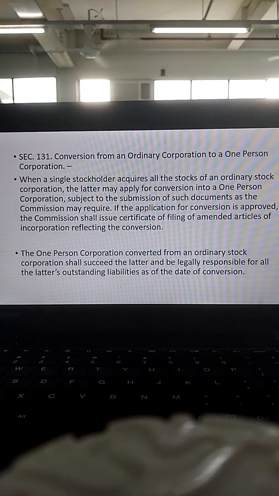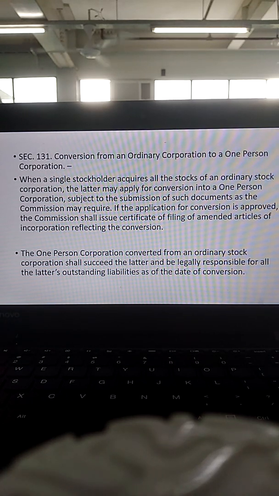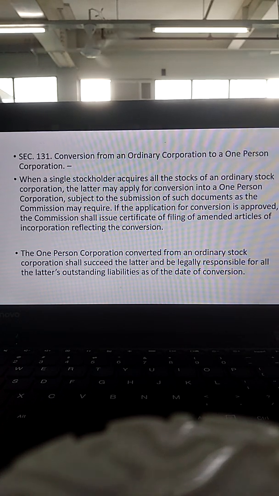Right? The conversion, pwedeng i-convert, okay? When a single stockholder acquires all stocks of an ordinary stock corporation, the latter may apply for one. Okay, pwede. In this case, what is clear here is that an ordinary corporation is allowed by law in accordance with Section 131 to an OPC. Now, the OPC converted from ordinary stock shall succeed the latter and be legally responsible for all the latter's outstanding liabilities as of the date of conversion. Of course.